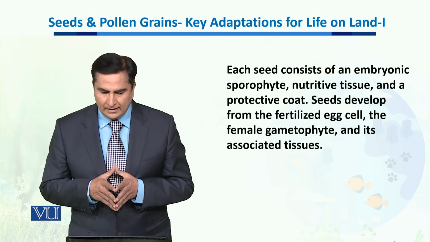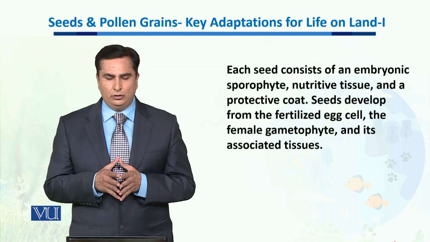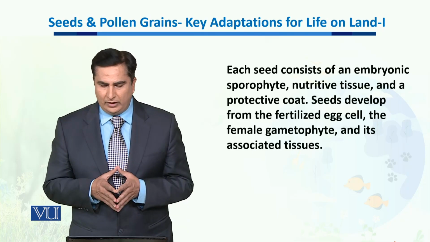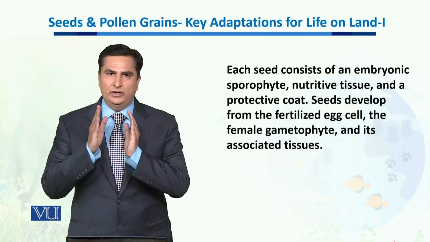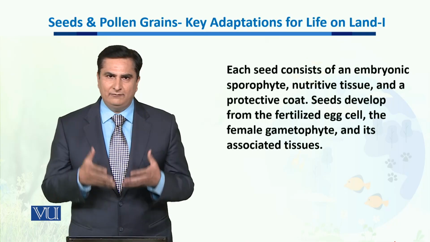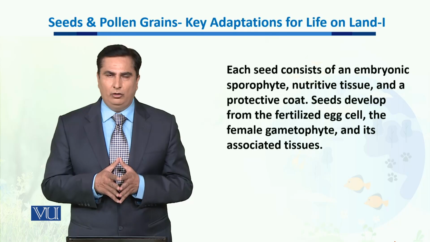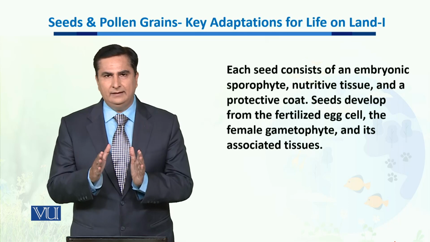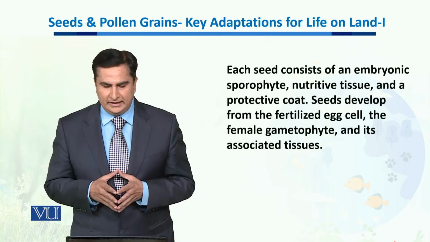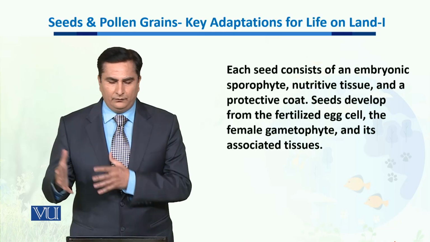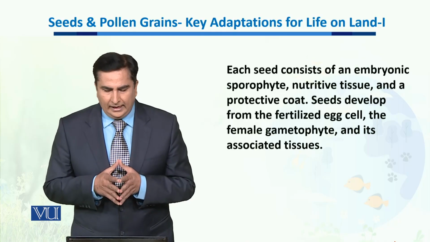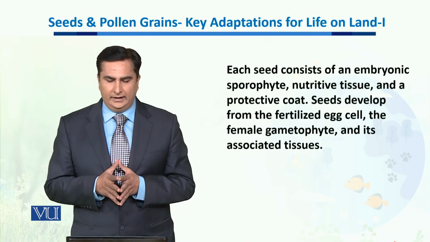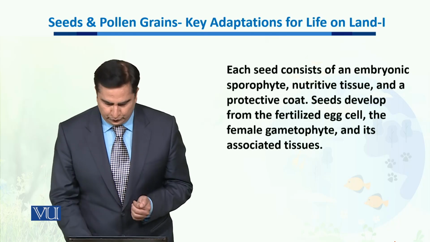Now, when we talk about the seed, it consists of an embryonic sporophyte, then some nutritive tissues around it, and a protective coat which protects it and helps it withstand the harsh conditions of winter or other complexities. Now, this seed, upon germination in favorable conditions, forms from the fertilized egg cell, and it gives rise. It is formed from the female gametophytes and its associated tissues.